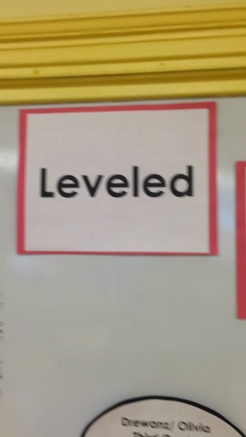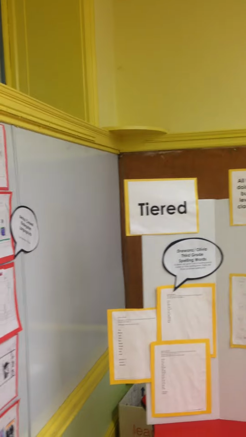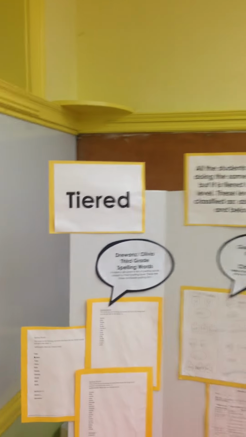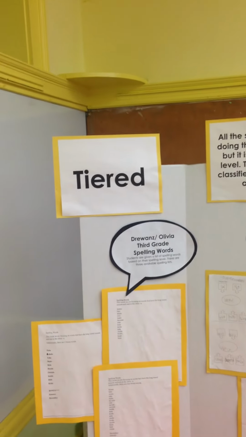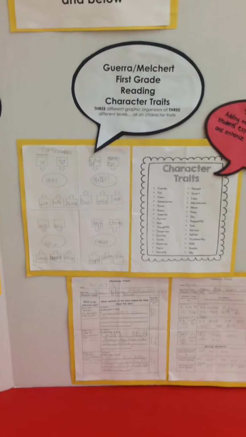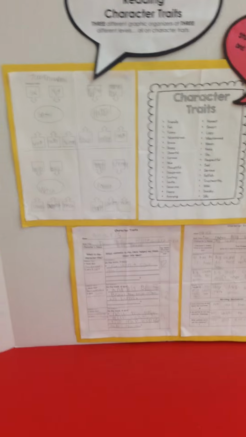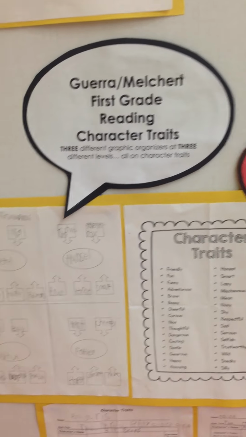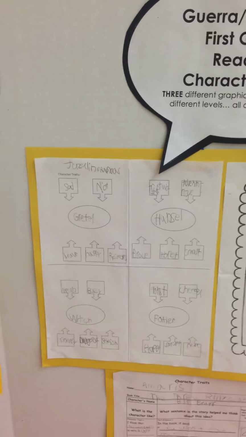Finally, we have leveled and tiered activities. Tiered are where there's 3 different activities, at level, below level, and above level. My favorite example of tiered is from 1st grade, where you can see there are 3 different graphic organizers, all on character traits. The organizers differ based on student needs, student ability.